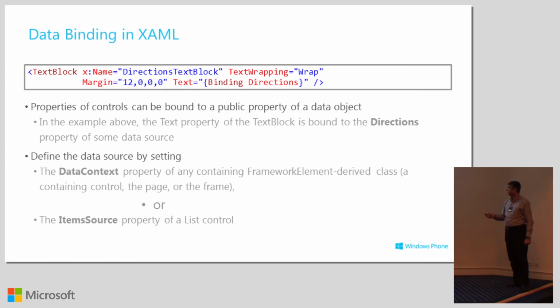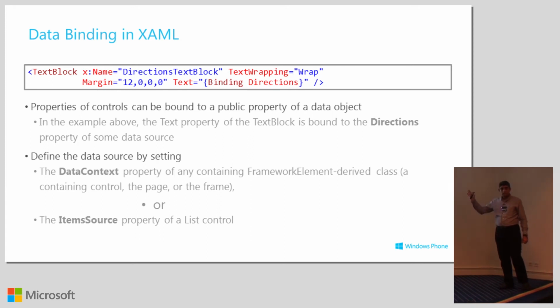So in here you have a text block, and the name of the text block is directions text block. And I have the text property of the text block bound to something called directions. Now what this means is, I have a property called directions which is bound to this control. So I have an object which has a property called directions. Now what that object is, we are not specifying here. It could be any object, as long as it has a property called directions. Clear? So I am binding that to the text block.